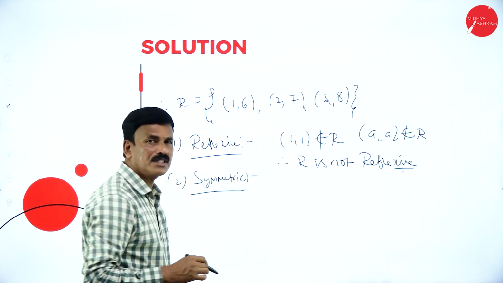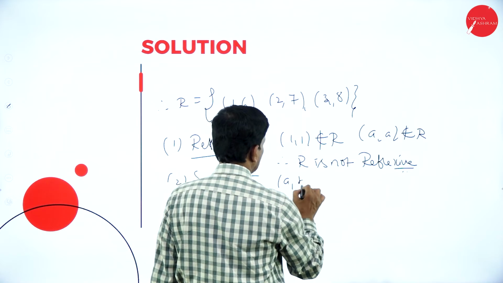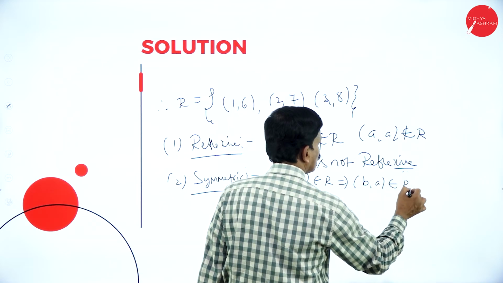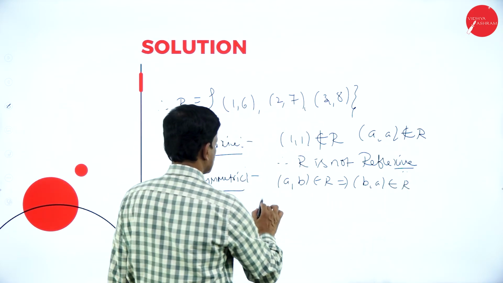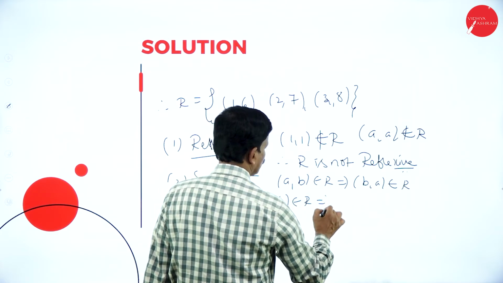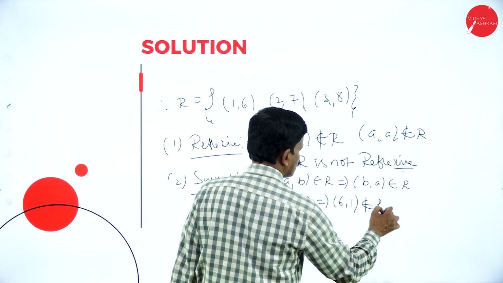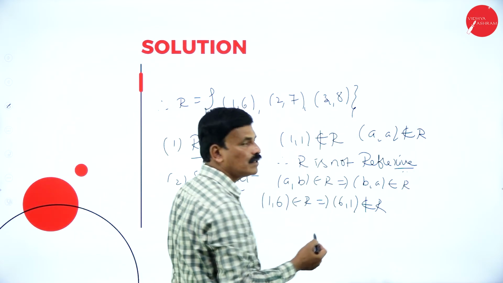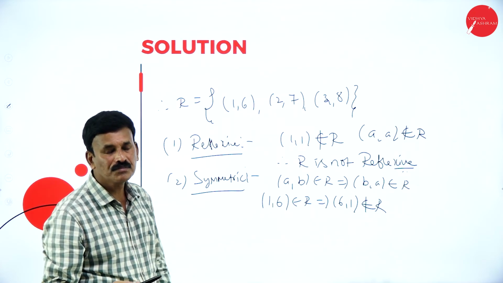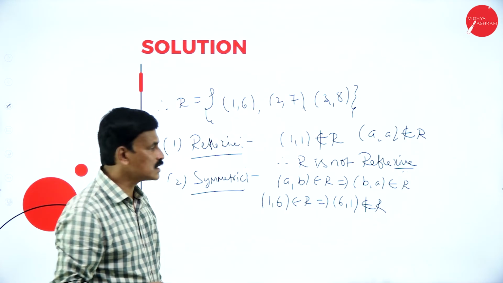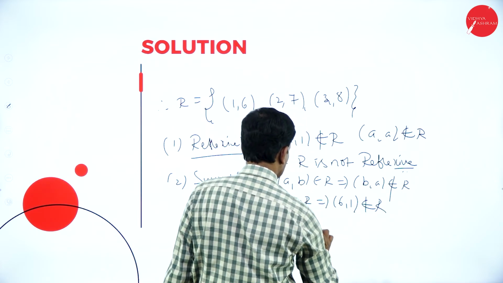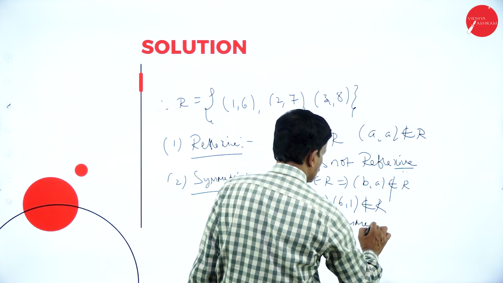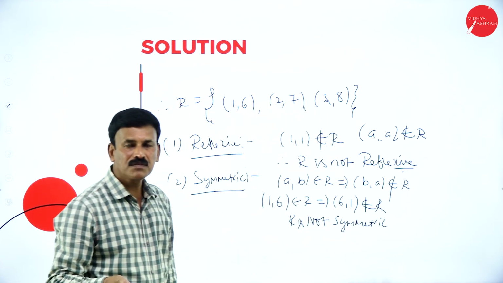Symmetric. Verify whether (a, b) belongs to R implies (b, a) also belongs to R. Now let us take any element, (1, 6). (1, 6) belongs to R, but (6, 1) does not belong to R. (2, 7) belongs to R, but (7, 2) does not belong to R. (3, 8) belongs to R, but (8, 3) does not belong to R, right? Therefore this is not symmetric. R is not reflexive, not symmetric.